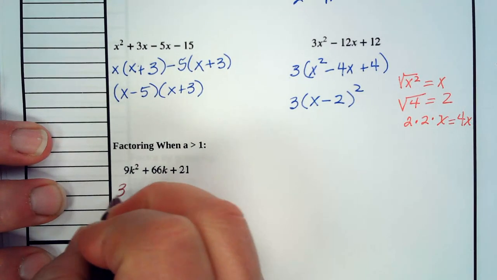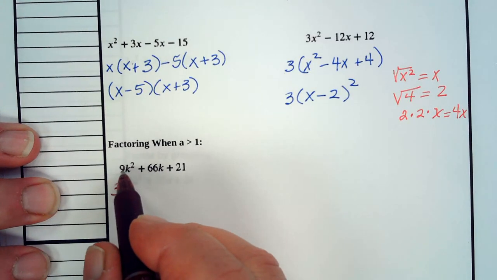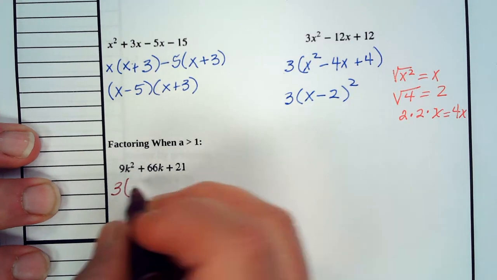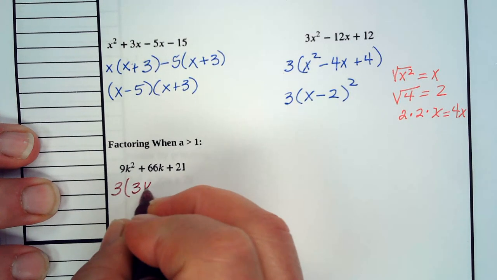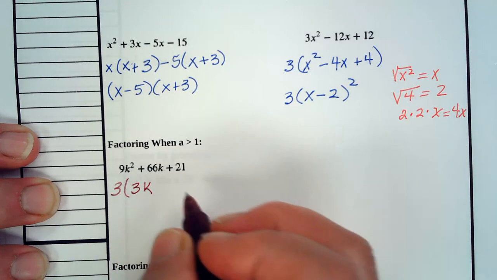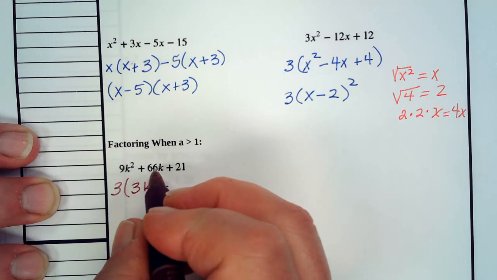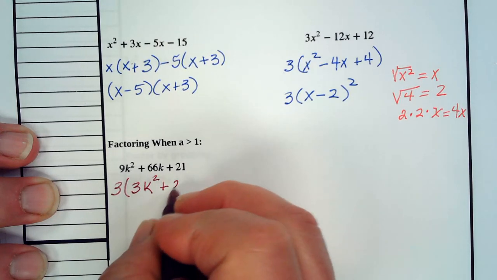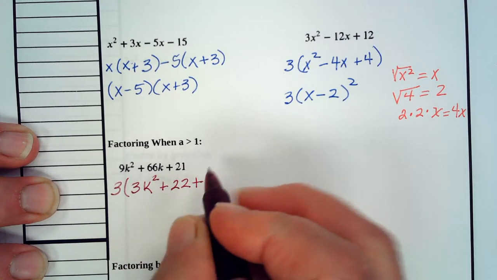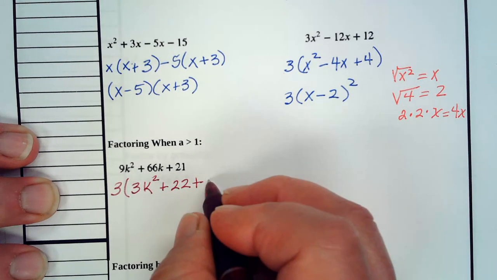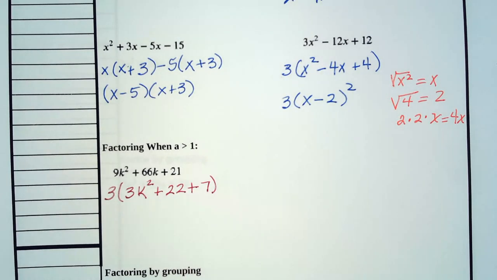Okay, 9k squared divided by 3 is 3k squared. Plus 66 divided by 3 is 22. Plus 21 divided by 3 is 7. So I've factored out that greatest common factor. Now what?